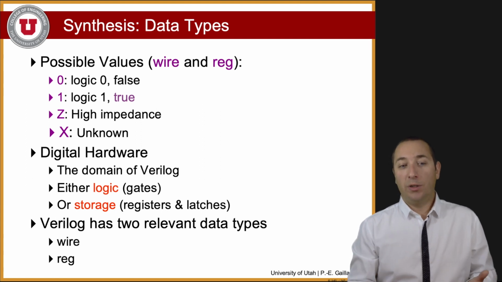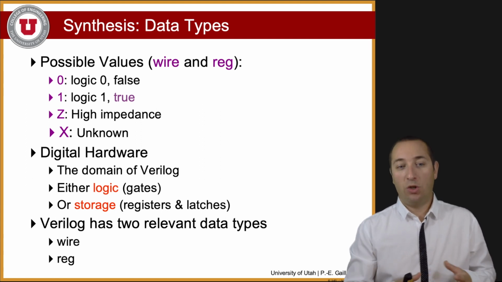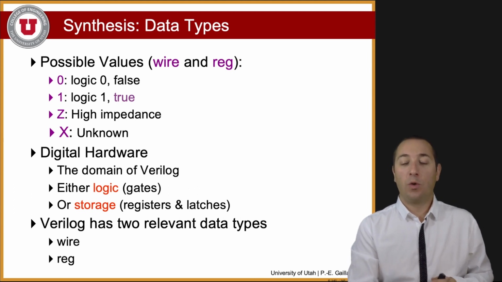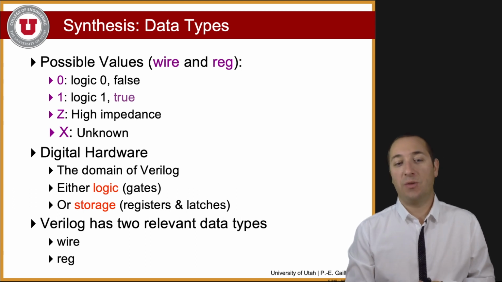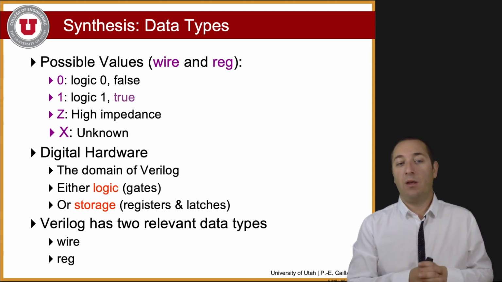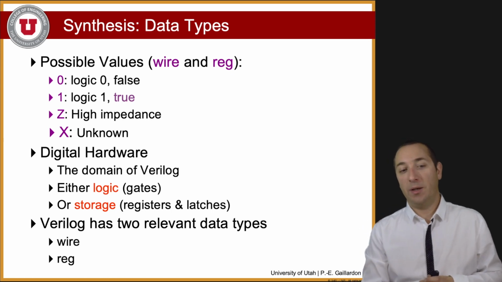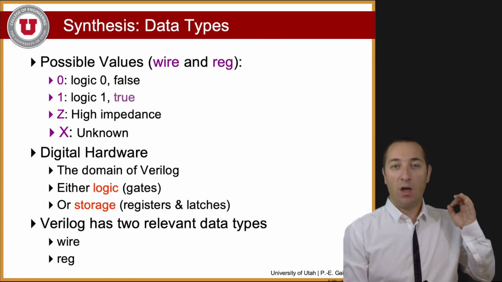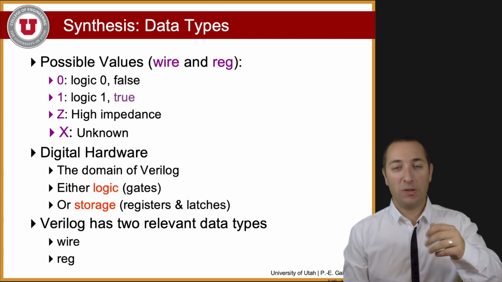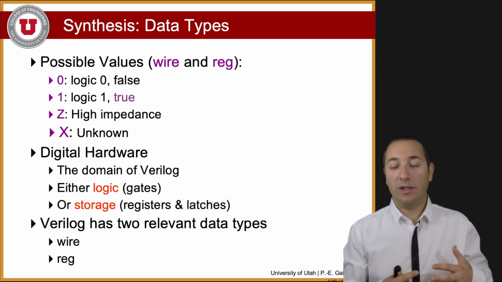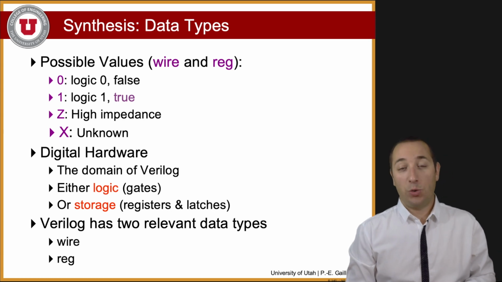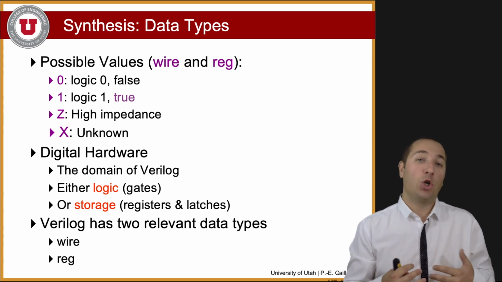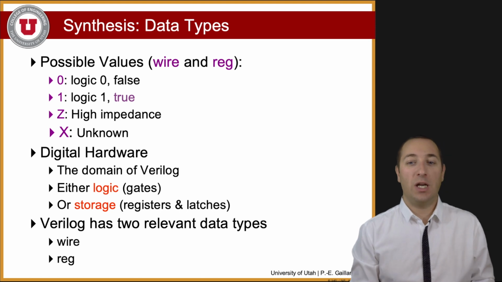In digital hardware, which is the domain of Verilog, we are implementing either logic through logic gates or storage through registers and latches. And as a result, Verilog has two relevant data types, which are wires, like a regular wire in your circuit, that does not store information, just propagates information, and registers that will actually contain the information at a given time and maintain the value.